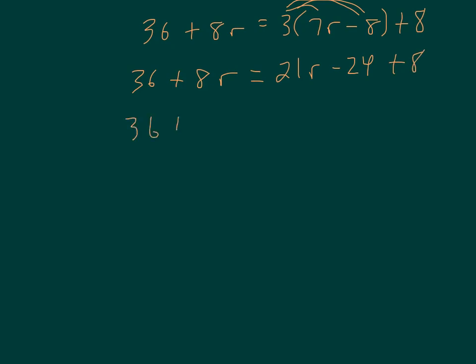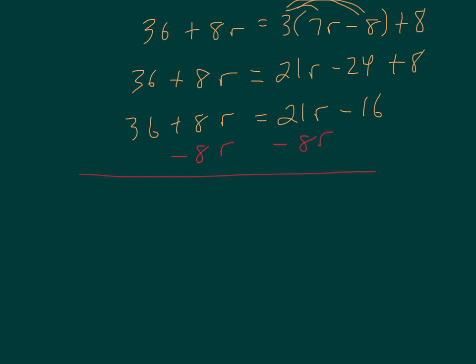Combine like terms where I can, so the left side stays the same, 21r minus, and I have the 24 and the 8, more negatives than positives, so it's a negative answer. 24 minus 8, the difference of the two is 16. Now I'm going to, on this one, I'm going to choose to subtract 8r from both sides. Notice this time I put the variable on the right side as opposed to the last problem I kept the variable on the left side. Why did I do that?